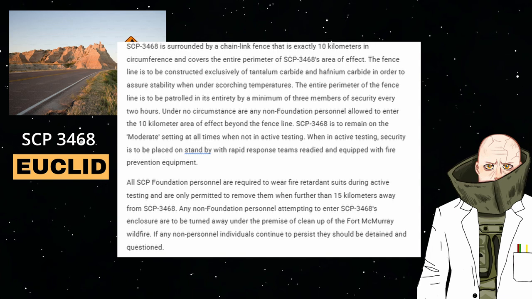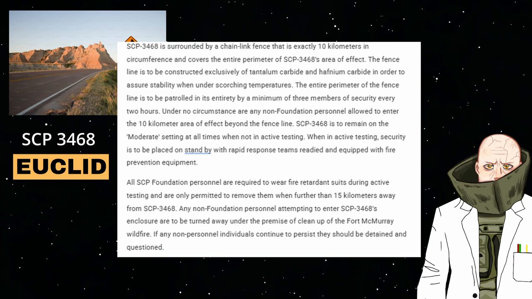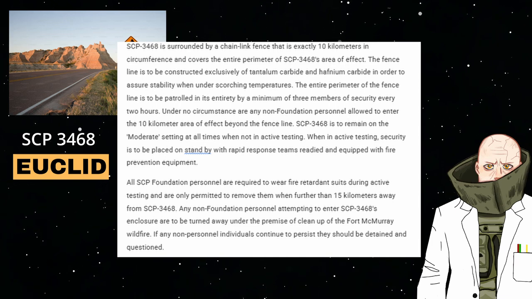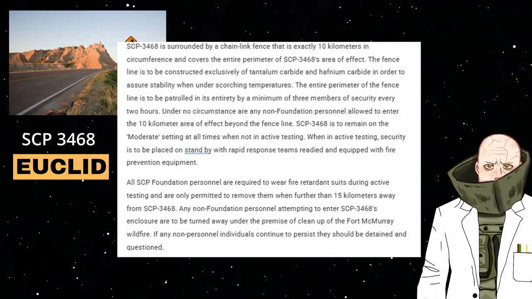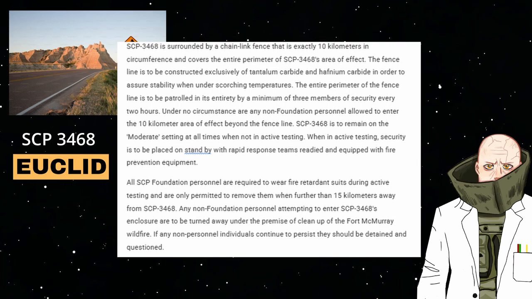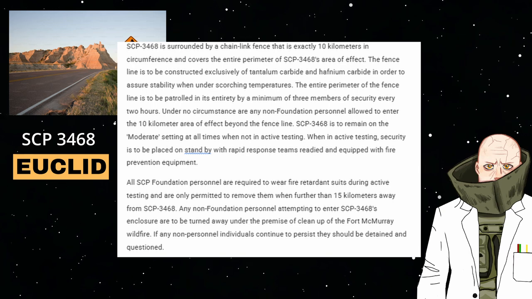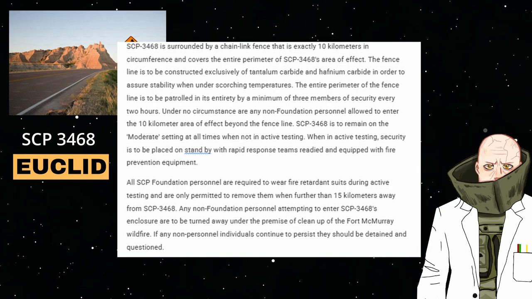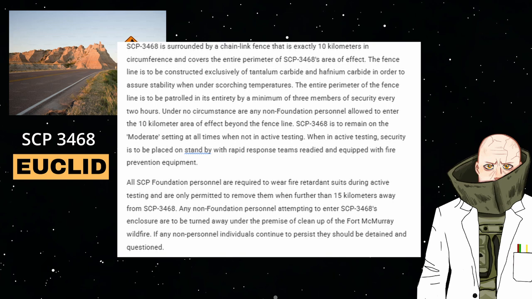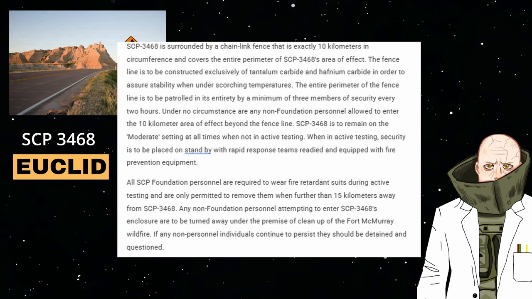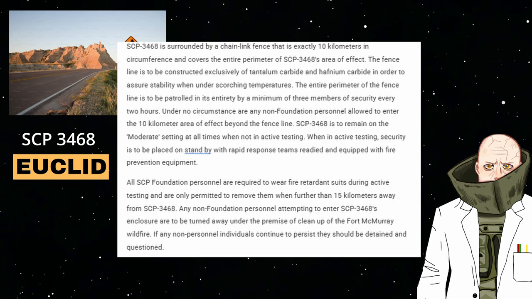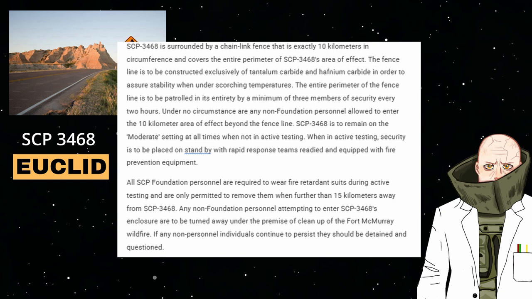3468 is surrounded by a chain link fence that is exactly 10 kilometers in circumference and covers the entire perimeter of 3468's area of effect. The fence line is to be constructed exclusively of tantalum carbide and hafnium carbide in order to assure stability under scorching temperatures. The entire perimeter of the fence line is to be patrolled in its entirety by a minimum of 3 members of security every 2 hours.